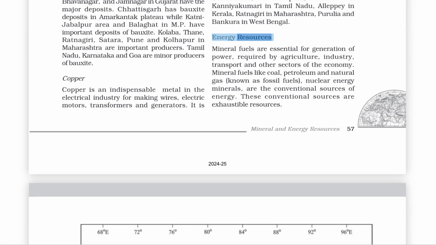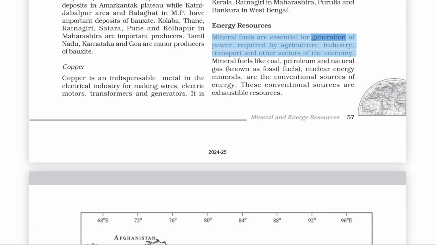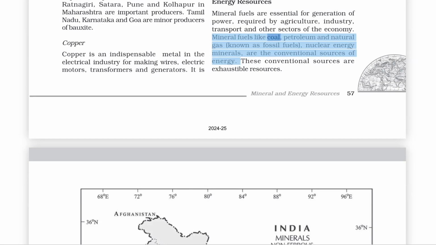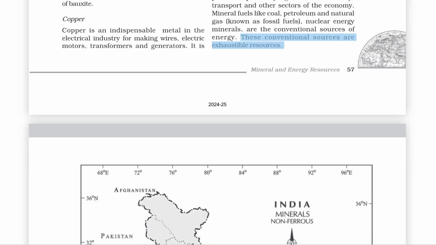Energy resources. Mineral fuels are essential for generation of power required by agriculture, industry, transport and other sectors of the economy. Mineral fuels like coal, petroleum, and natural gas, known as fossil fuels, and nuclear energy minerals, are the conventional sources of energy. These conventional sources are exhaustible resources.